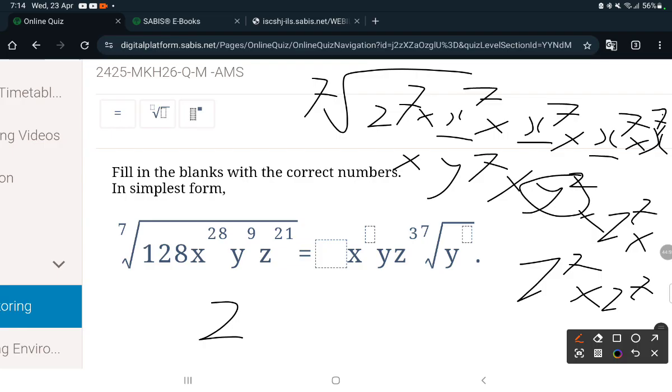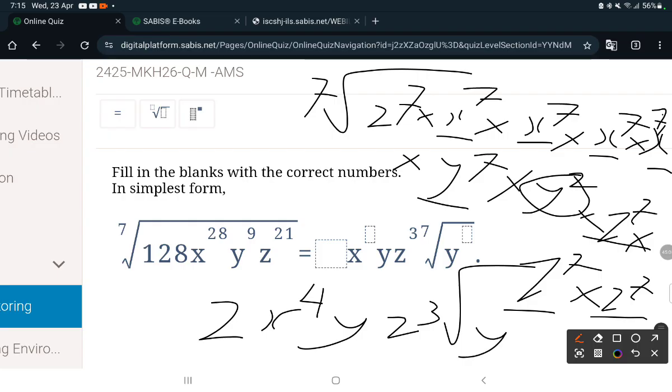X to the power of 28 gives x to the power of 4. We have y to the power of 7, just y. We have z to the power of 21 which is z cubed. Then we leave in the y squared. So we have 2x to the power of 4, and then they filled out the rest.